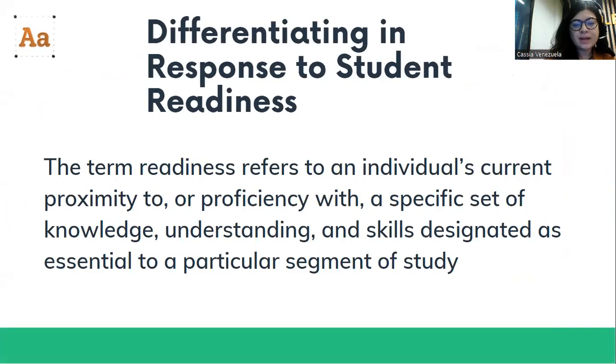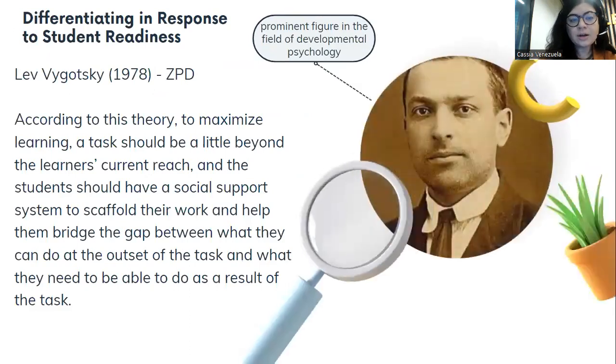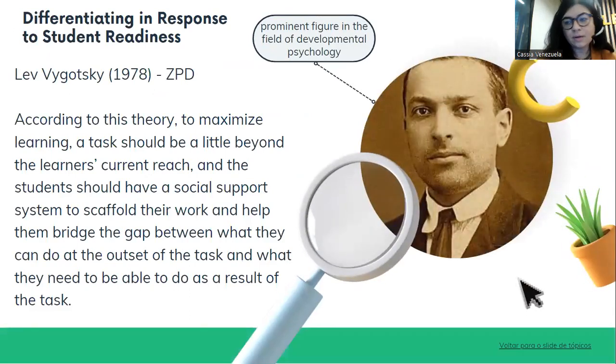Tomlinson defines readiness as an individual's current proximity to a specific set of knowledge, understanding, and skill designated as essential to a particular segment of study. So basically what she's doing is getting some Vygotskian theory. Vygotsky was a Soviet psychologist from the 30s. Well, he did his research back then in the 30s.